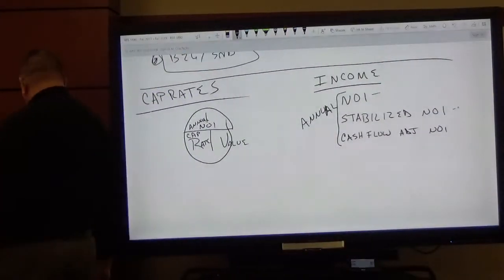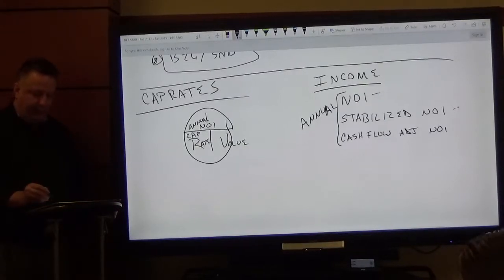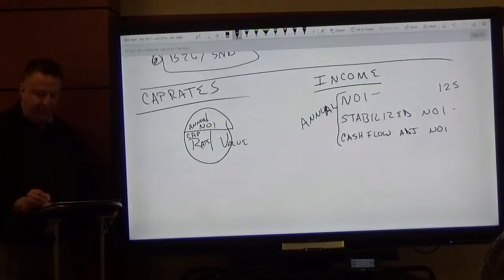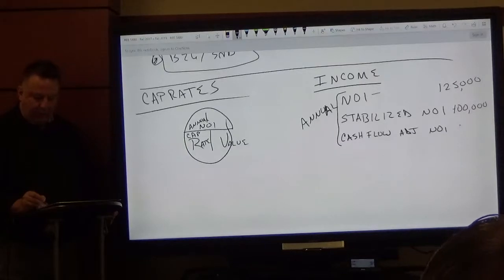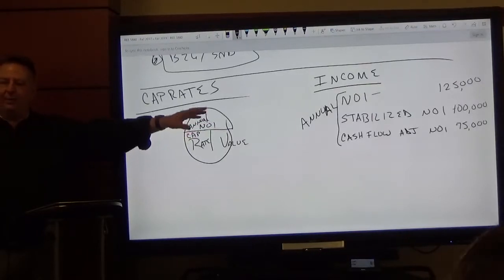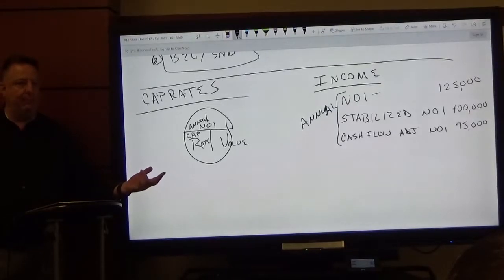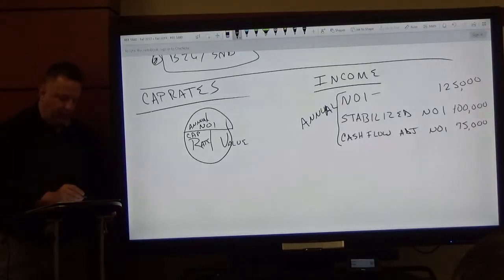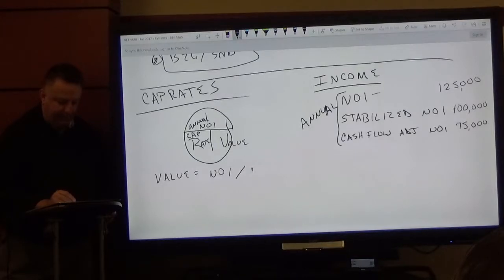So you could, let's just say, have a property with an operating income this past year of $125,000. You could have a property with a stabilized NOI of maybe $100,000, and a cash flow adjusted NOI of, let's say, $75,000. All right? Each of those would give you a very different value for, in essence, the same property. You follow me? Okay, so if we go over here and we say that we're trying to solve for value, that is going to be net operating income divided by the cap rate.